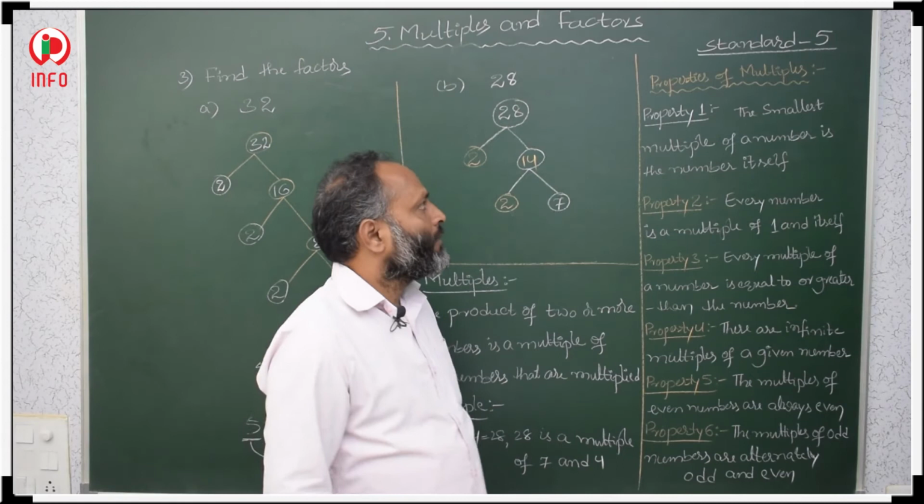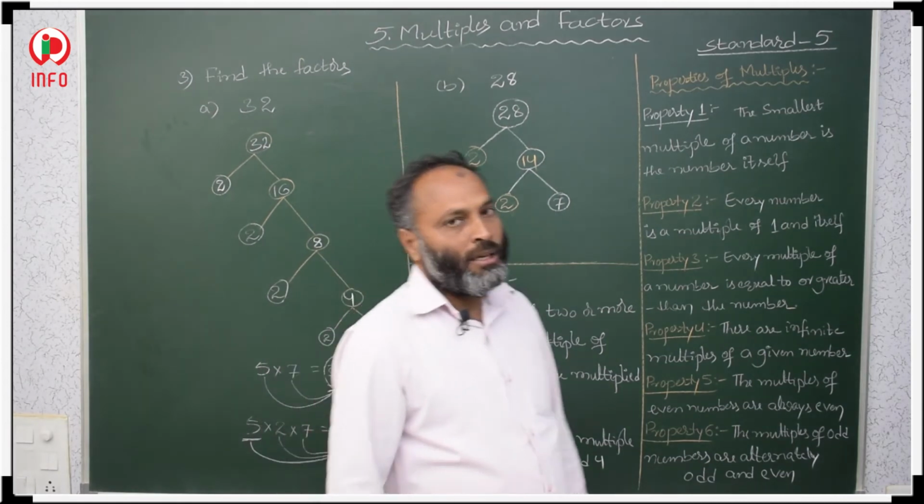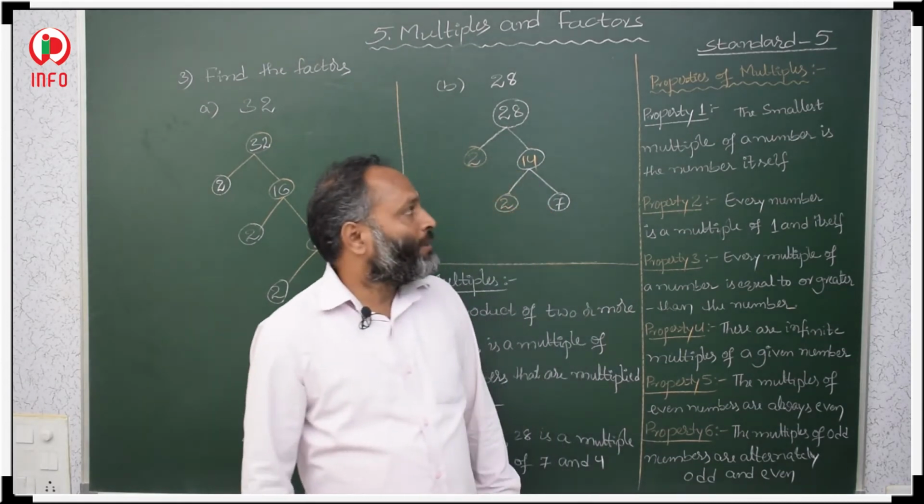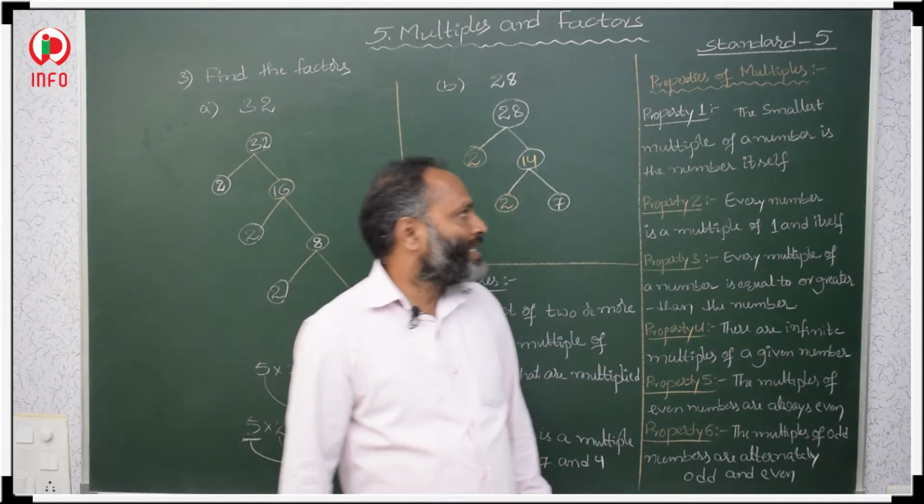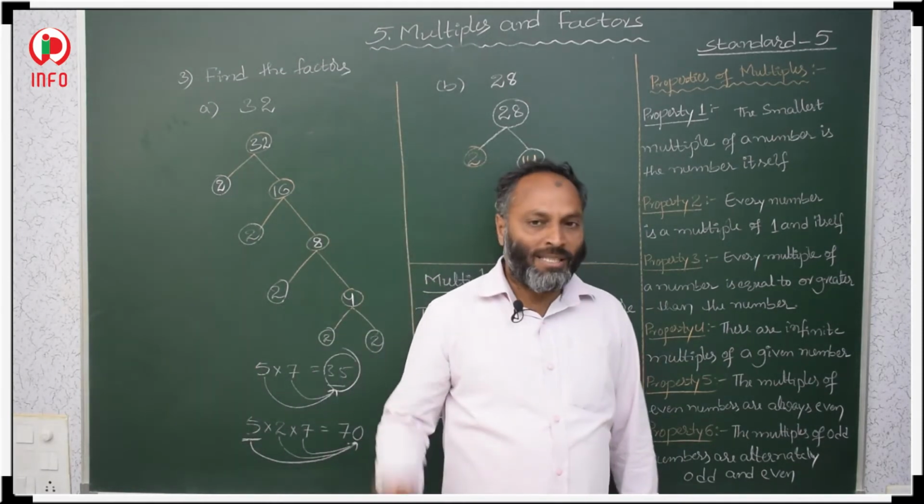Okay. Now the properties of multiples. First property: the smallest multiple of a number is itself.